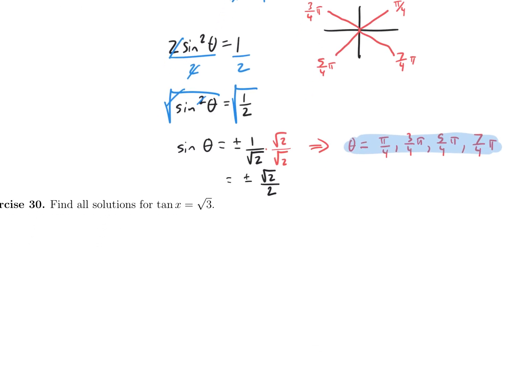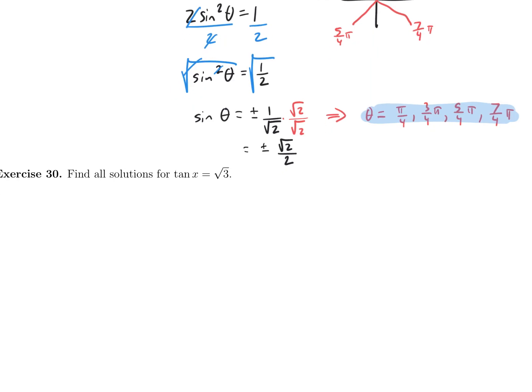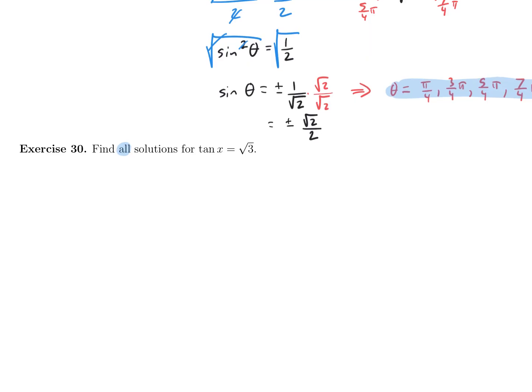Okay, let's move along. So here's a tangent problem. And once again, you always have to be careful because this time they're asking for all solutions. That means we are going to find all the coterminal solutions as well. Okay, step number 1, isolate the trig function, which is nice because it is already isolated for us. So we can just start solving for x. So on your unit circle, what you want to do is find the angles that have a tangent value of radical 3.